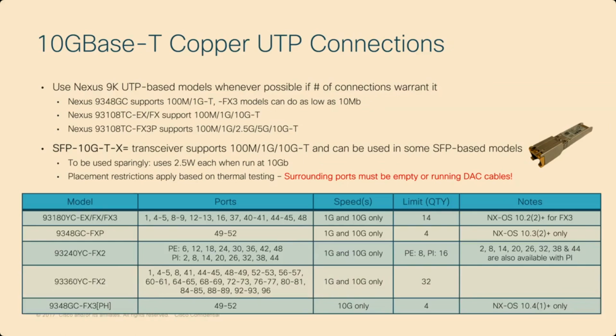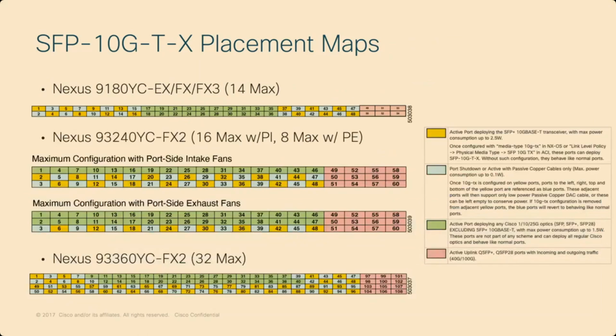Again, this is more for reference, but this is basically the eye chart for the models that support it and exactly what ports you can plug them into. To give you an idea, here's how the layout looks. The yellow ports are where we can plug in the SFP plus 10G base T transceiver, and the blue ports would have to be either turned off or only running copper DAC cables.